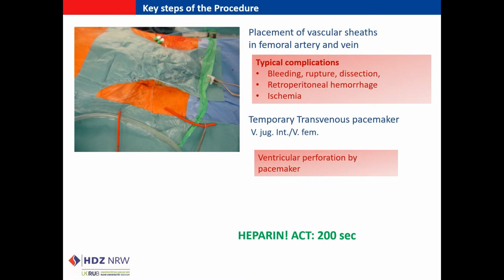At this time, a temporary transvenous pacemaker is inserted via the jugular vein or the femoral vein, and you often have the risk of ventricular perforation by the pacemaker. At this time, heparin is administered to achieve an activated clotting time of 200 seconds.